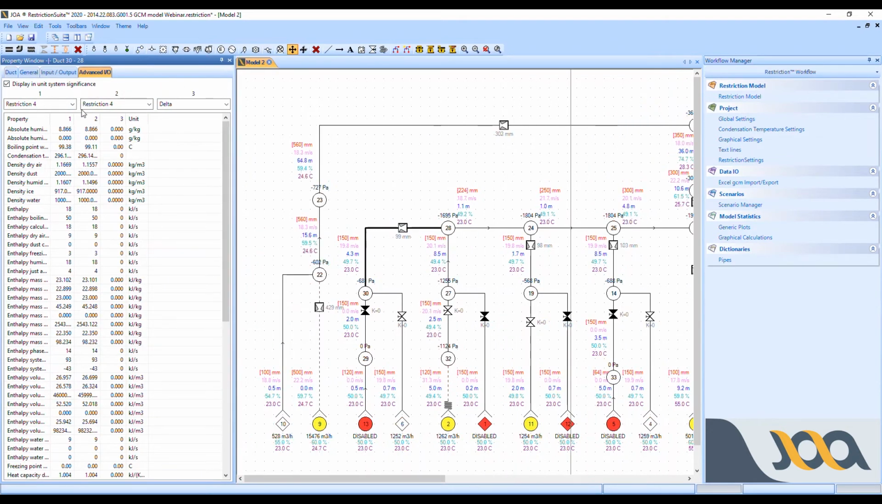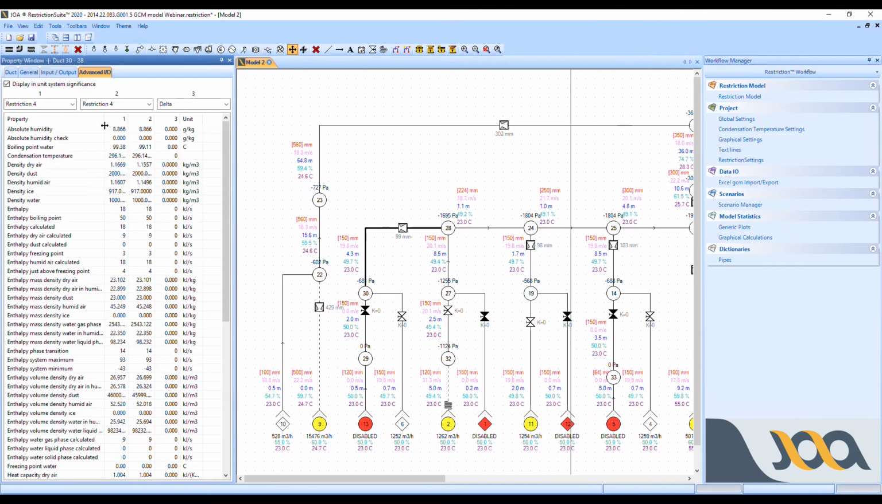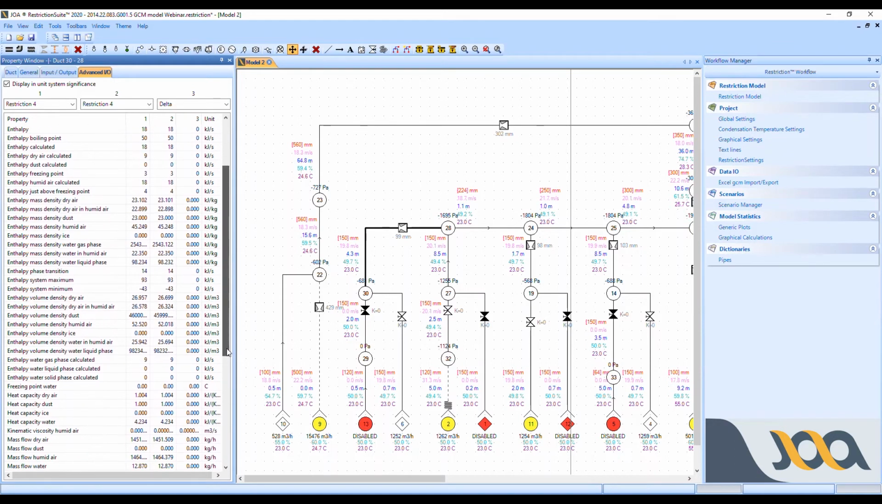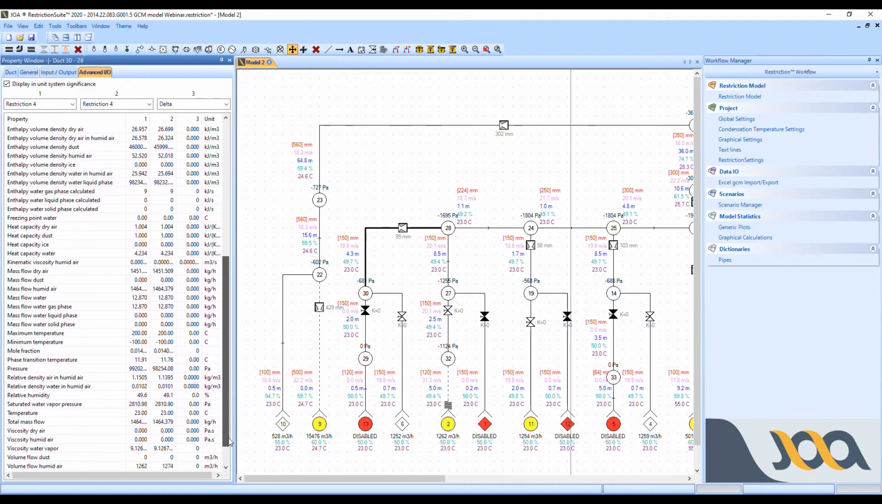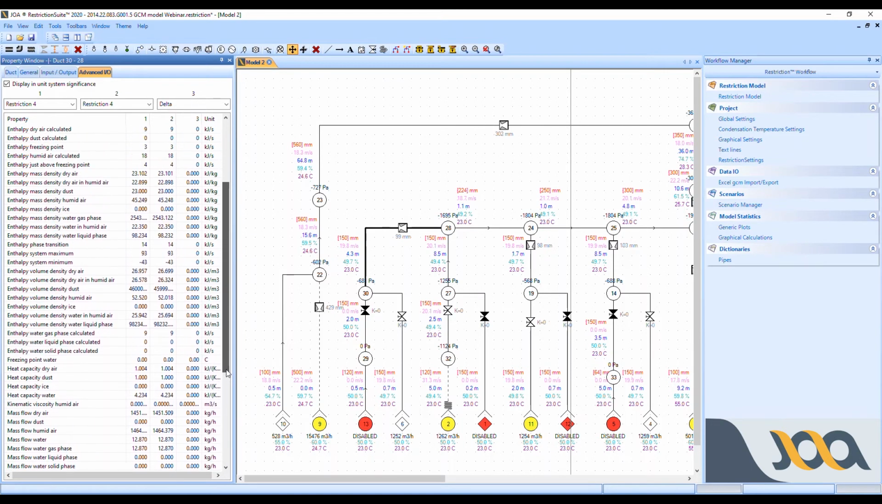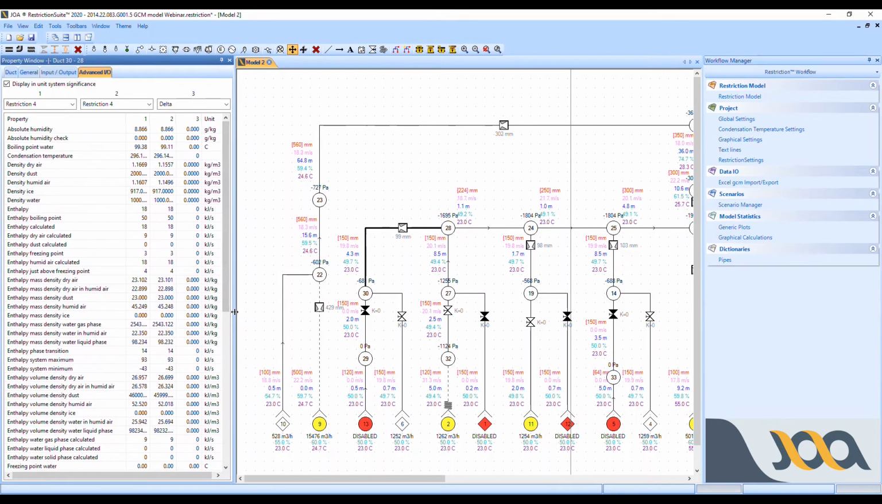Next, we are showing the advanced parameters. Those are all physical parameters included in the system, starting from, for example, humidities, but also the densities, enthalpies, which is crucial if we're talking about energy recovery systems, for example, and all the mass flows of the different components. They're all included in the model.